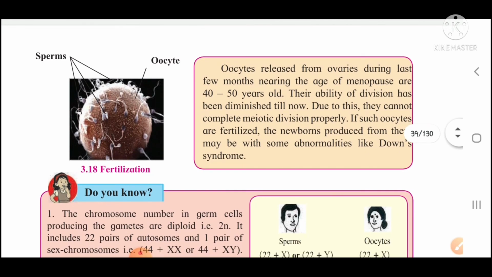You can see here, this is the figure they have shown, figure 3.18, fertilization. Oocytes released from the ovaries. When the oocytes are released from the ovary during the last few months nearing the age of menopause, at 45 to 50 years old, their ability of division has been diminished.